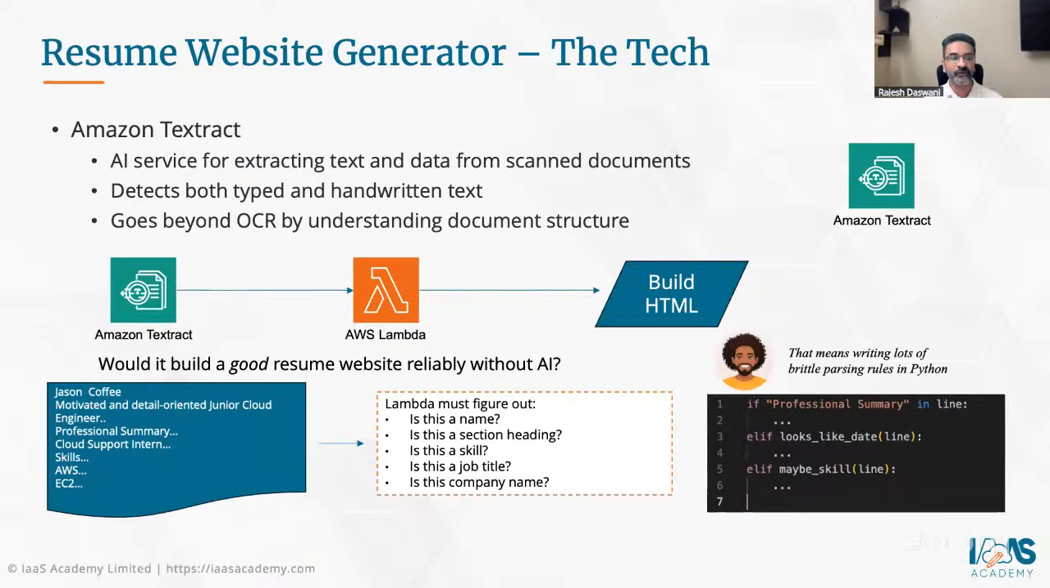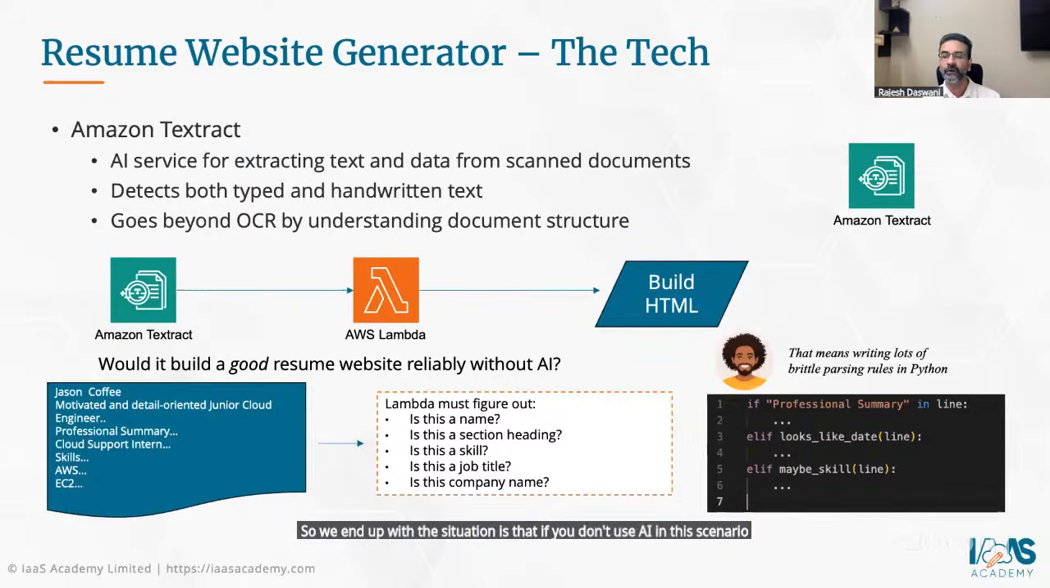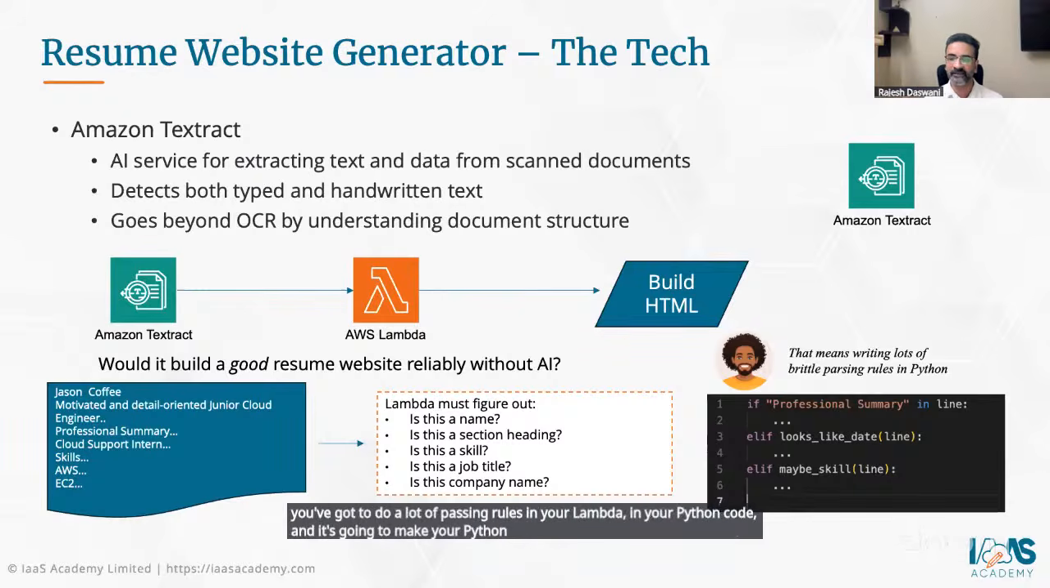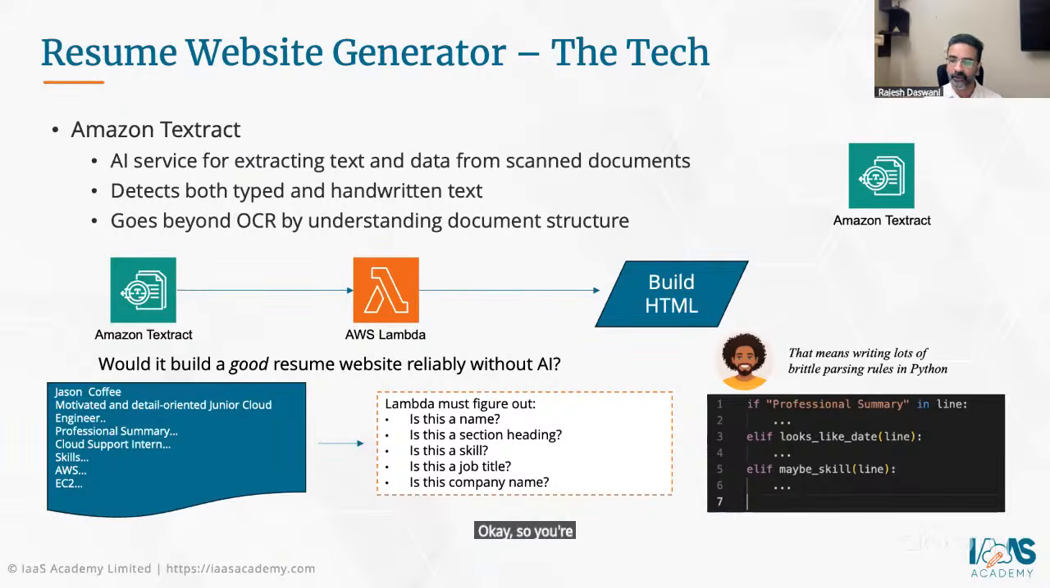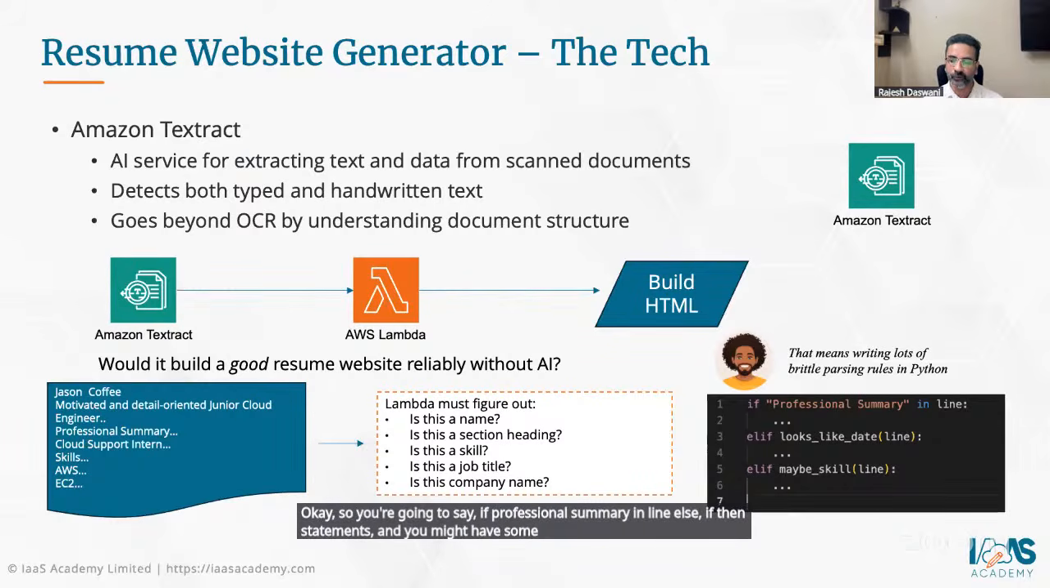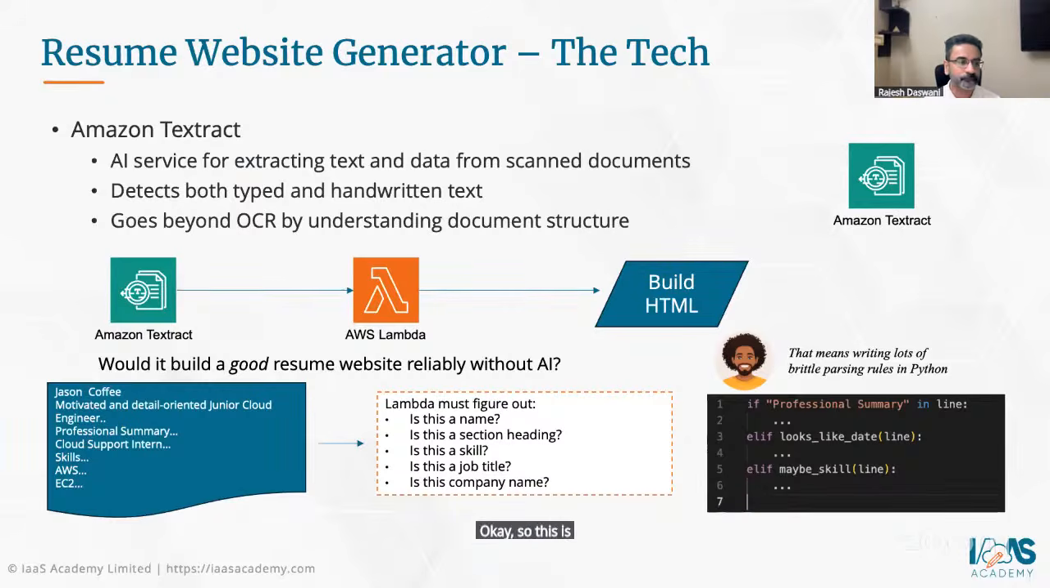So we end up with a situation where, if you don't use AI in this scenario, you've got to do a lot of parsing rules in your Lambda, in your Python code. And it's going to make your Python code really complex, really messy, and quite crazy to handle. Okay, so you're going to say if professional summary in line, else if then statements, and you might have some arrays and loops and all of those things, but it will just be quite cumbersome to handle with pure Python running in your Lambda execution environment. Okay, so this is something you need to consider.